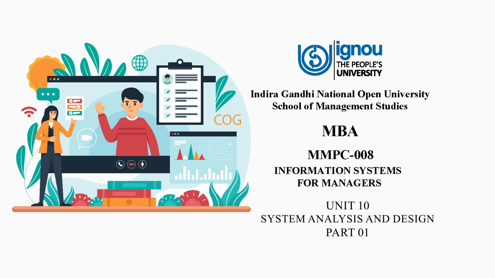Project identification and selection. The first phase in the SDLC is called project identification and selection. In this phase, the user identifies the need for a new or improved system. This phase tries to answer the questions: why do we need a new system? And what do we want to accomplish?